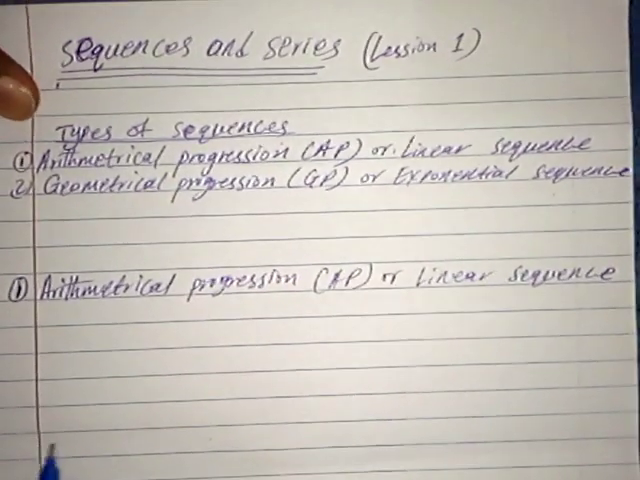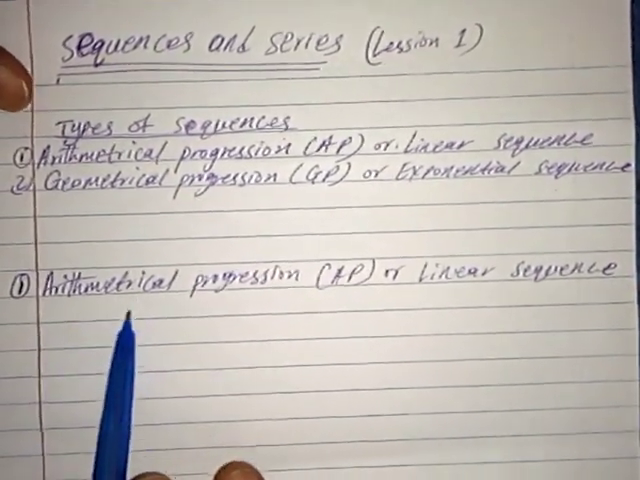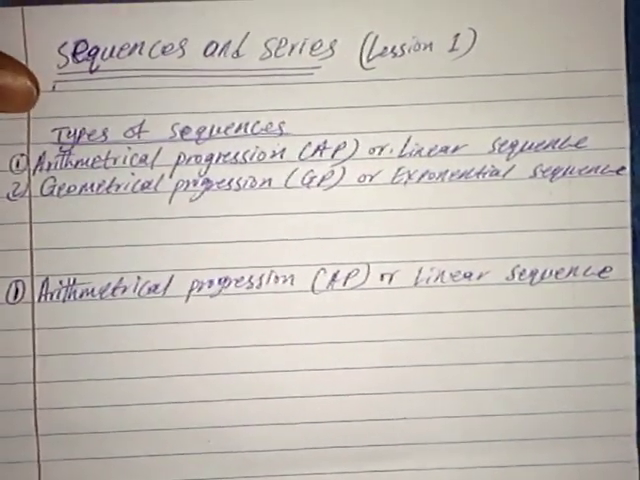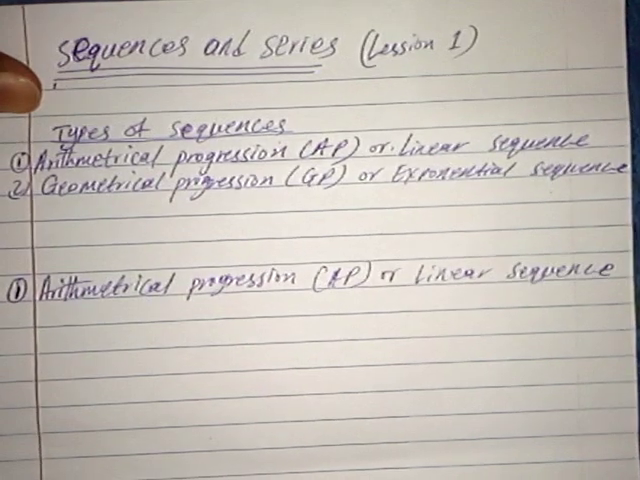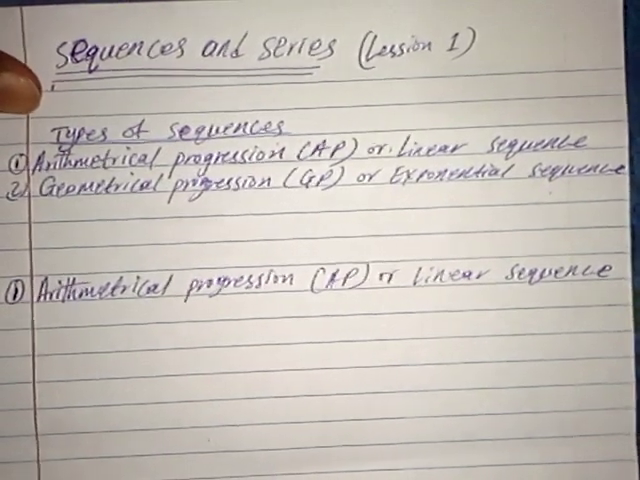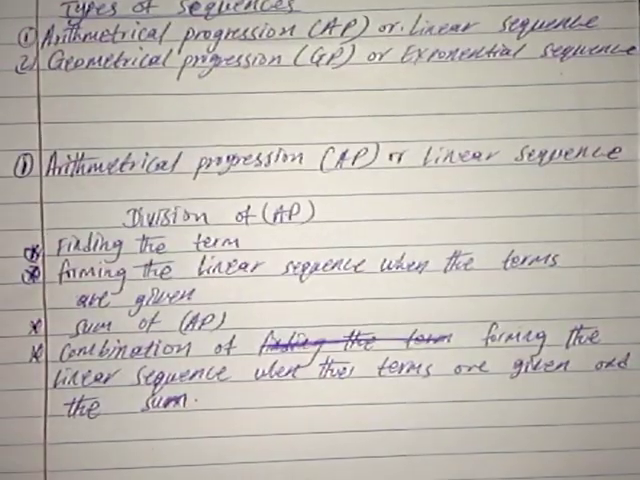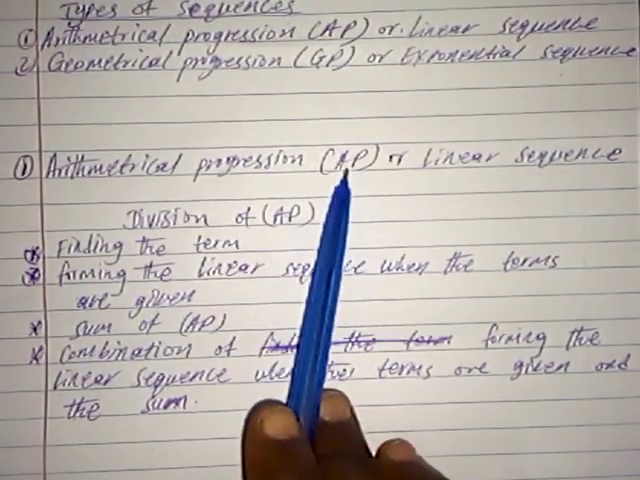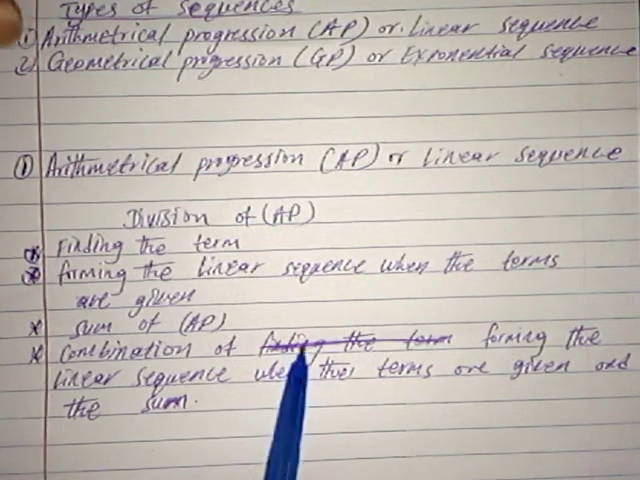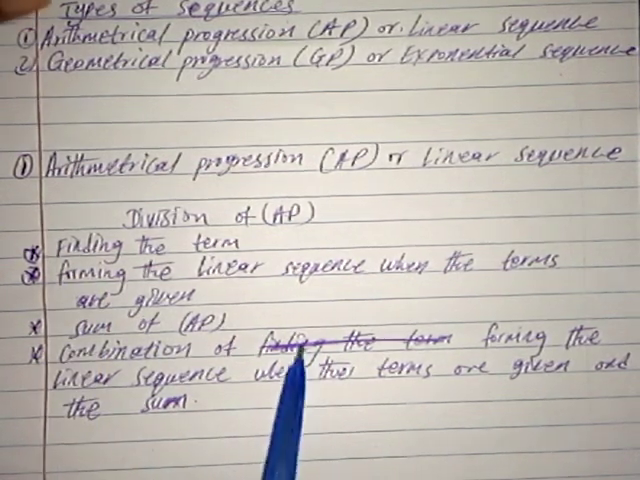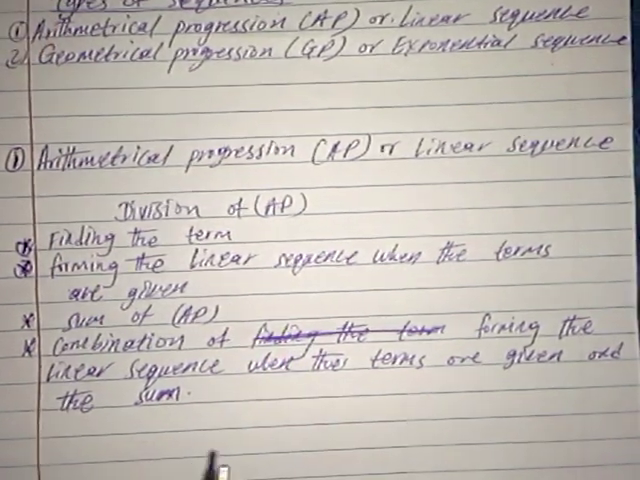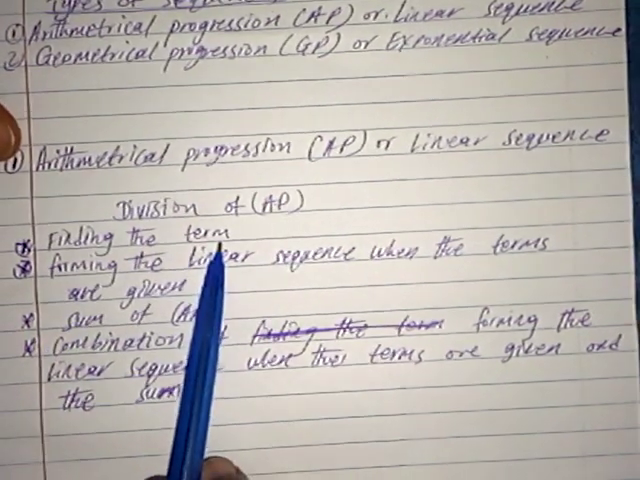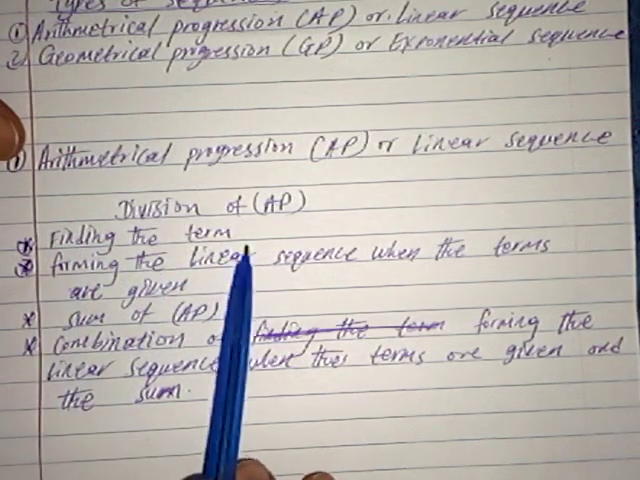This is it. Now, the arithmetic progression, AP, what you need to know there is the division of AP. The arithmetic progression is divided into 4 parts when you want to solve. The first part is finding the term. That's the first calculation we'll be doing.